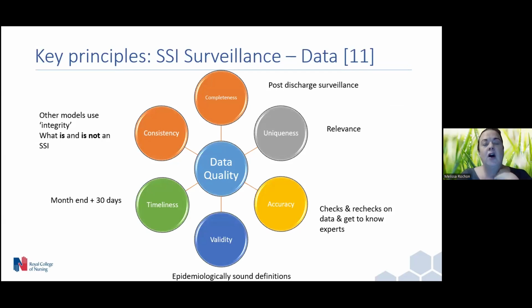So there are 6 domains or dimensions of data quality, and this applies to whatever type of surveillance you're doing, but it really is important to follow this through, and this would be particularly relevant if your own service was being audited.